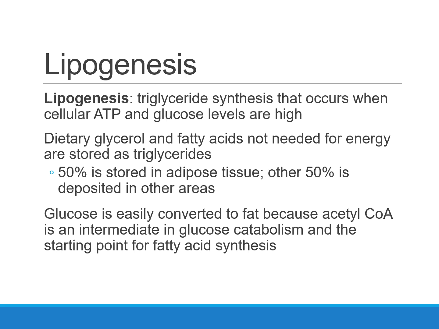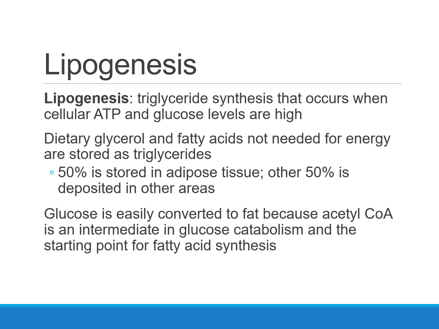Lipogenesis, so the word should tell you fat formation. This is triglyceride synthesis that occurs when the cellular ATP and glucose levels are high. So this is where I was talking about right here. See the magic word there: glucose levels are high, so we make fat out of that. Dietary glycerol and fatty acids that are not needed as energy are stored as triglycerides. Back to what I've been saying all along, 50% will be stored in your adipose tissue as adipocytes. The other 50% is going to be deposited in other areas of your body, like between your organs or other places like that.